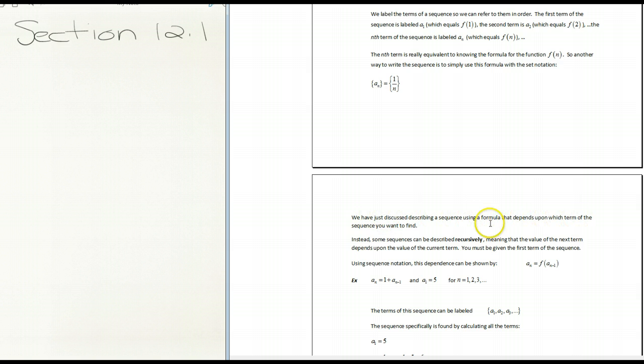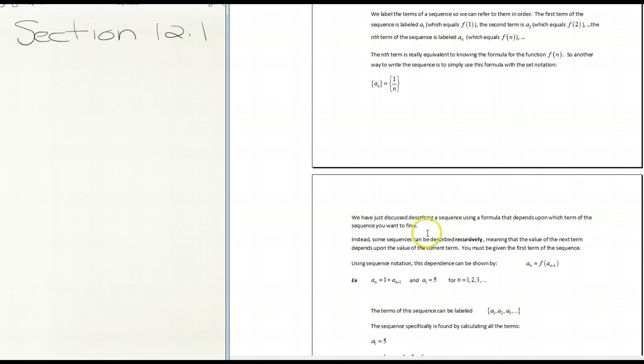It depends upon which term of the sequence you want to find. So if you want to find the 50th term of the sequence, you plug in 50 into the explicit formula here. Instead, we don't have to define sequences like that. We don't have to define a sequence where if you want the 65th term, you plug in 65 into some formula and it gives out the 65th term, which is 1 over 65.